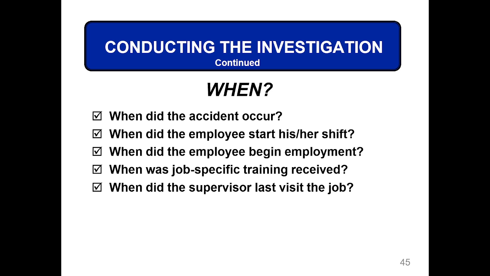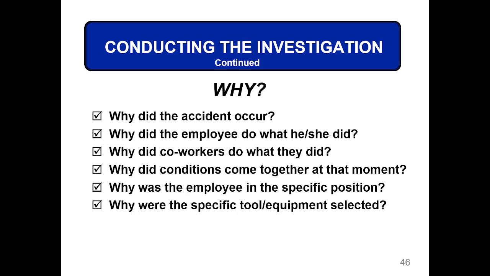Then you move to when. When did the accident occur? When did the employee start his or her shift? When did the employee begin employment? When was the job-specific training received? It's important. So that's why when you're conducting training, like for example toolbox talks, you teach people what to do, what before. All those records need to be there so that they are revisited. When did the supervisor last visit the job? See, we need to know if supervision was given correctly or not.